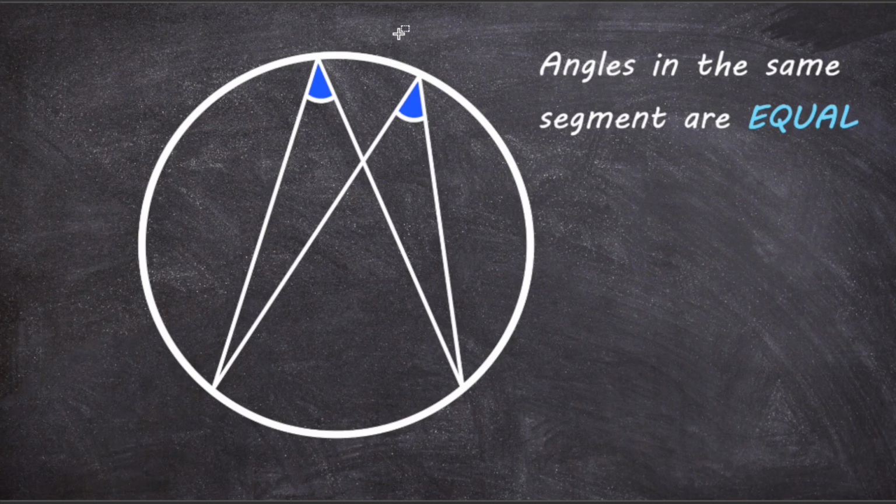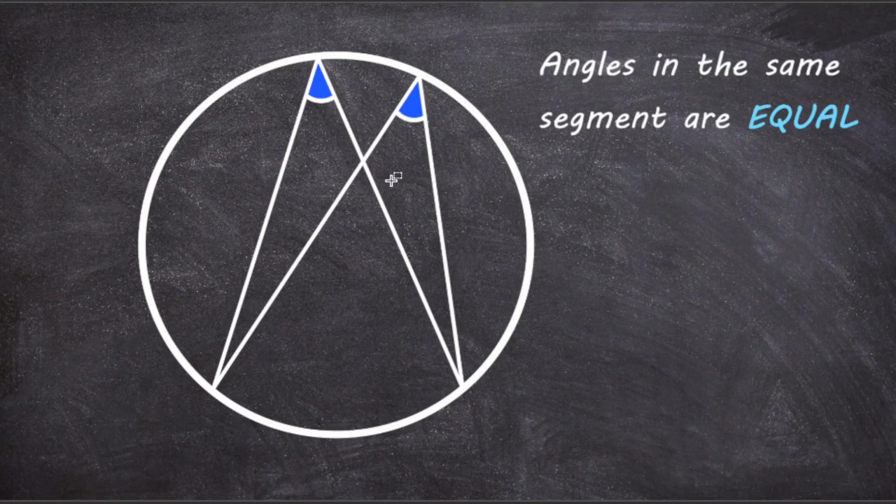In this video, we're going to be showing why the circle theorem that states angles in the same segment are equal is true. This means that two angles originating at different points on the circumference of a circle, as long as they are in the same segment, must have the same value.